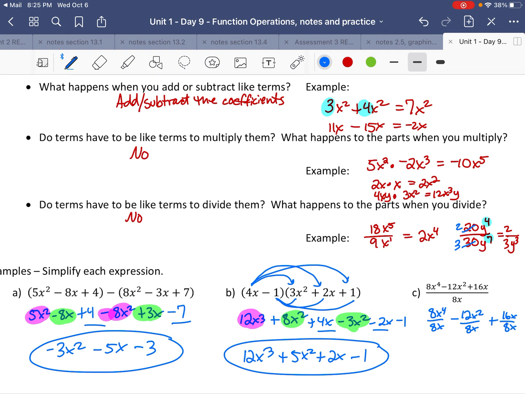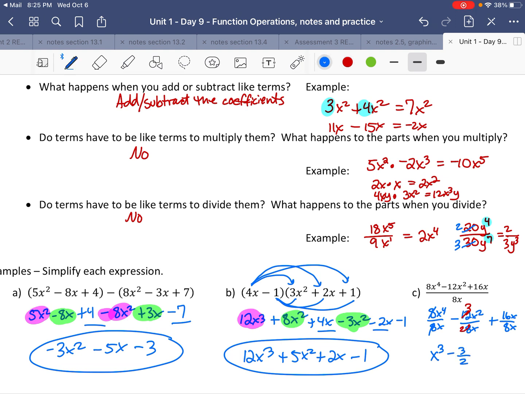So in the first one, 8 divided by 8 just cancels out to a 1. And x to the fourth over x makes x to the third. So you can put a 1 in front if you want. So 12 and 8 right here, 12 and 8 both divide by 4. So this makes a 3 and a 2. So I'm going to get minus 3 halves.